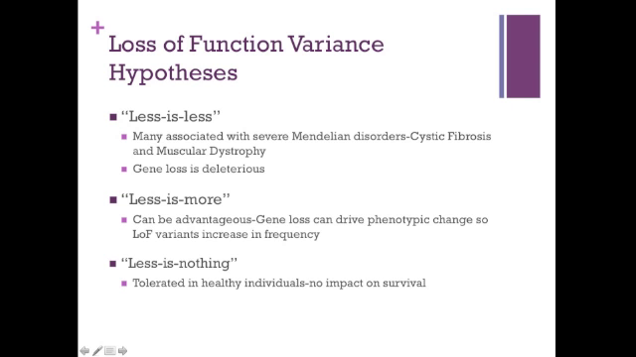The less is nothing hypothesis occurs when the LOF variants in the chromosomes are tolerated because corresponding genes are highly redundant. This is seen in healthy individuals and does not impact the survival of an individual.